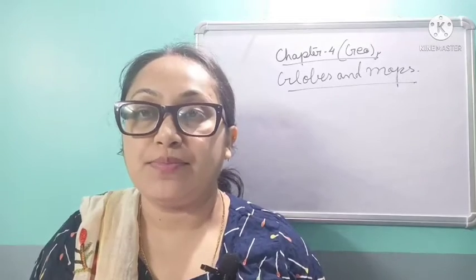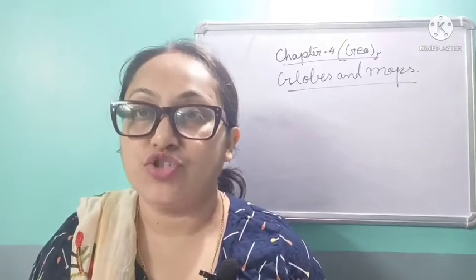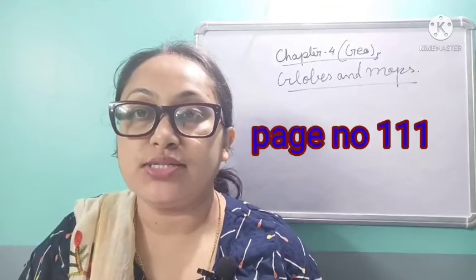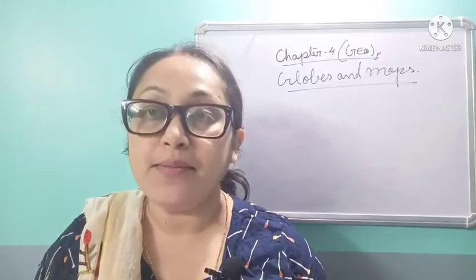Today we'll start a new chapter, that is chapter number 4 of geography. So take out page number 111 of the social science book, Globes and Maps.